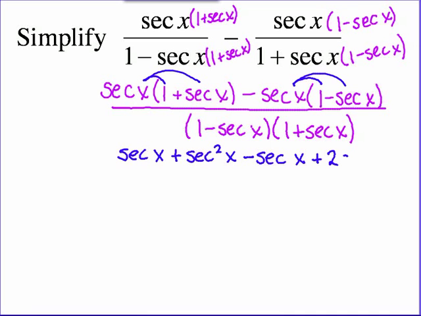Plus secant squared x. Now in the denominator, is this supposed to be plus 2 secant squared x? Oh, plus secant squared x. Just a second, I put a 2 in there. There you go. Plus secant squared x. I was jumping the gun. You'll see that on the next step.